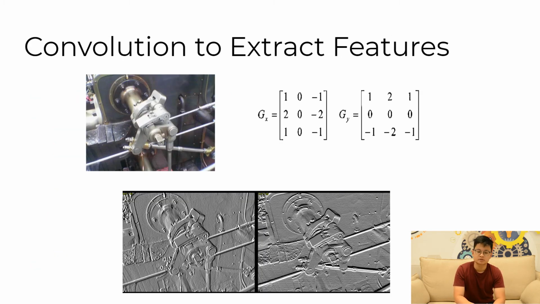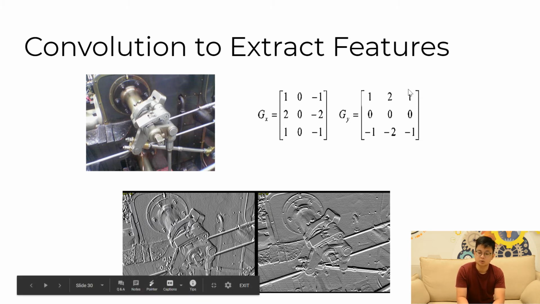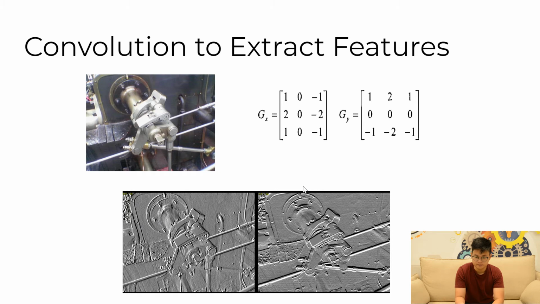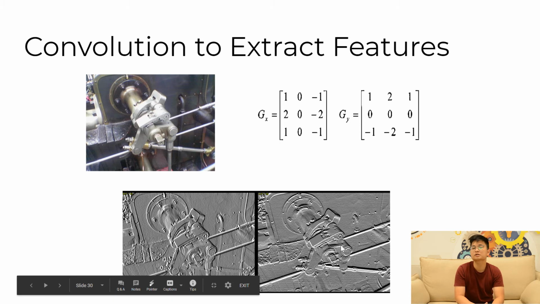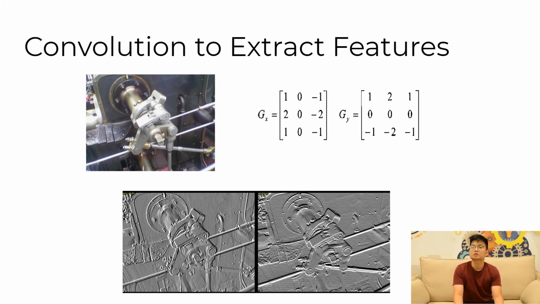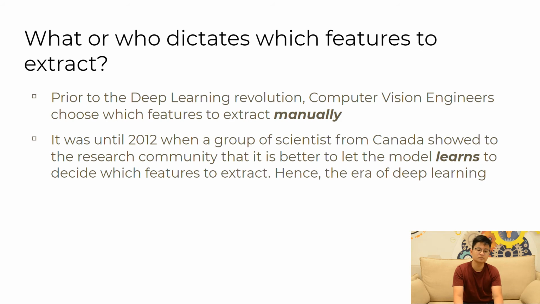That's the question. Convolution is apparently useful to extract high level features. So this is a convolution operation to detect edges, for example. Here you have the vertical edges, then you have the horizontal edges. This is a convolution operation to detect horizontal edges. So this is the output, and this is another output of the convolution operation. So convolution is useful for extracting features. But then who dictates what features to extract?